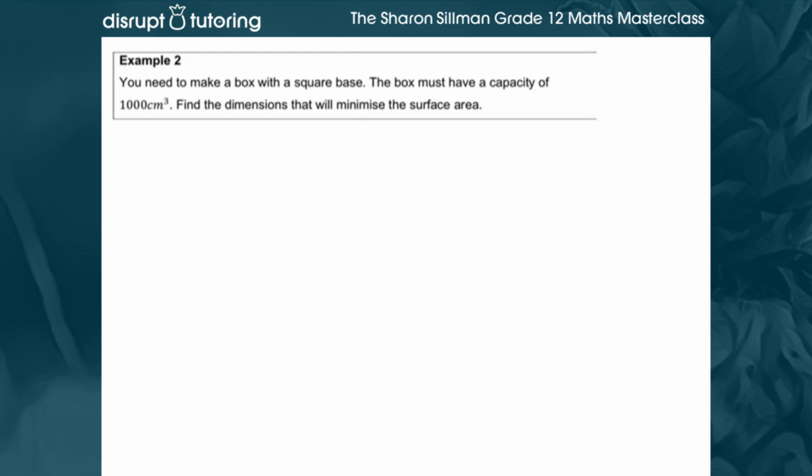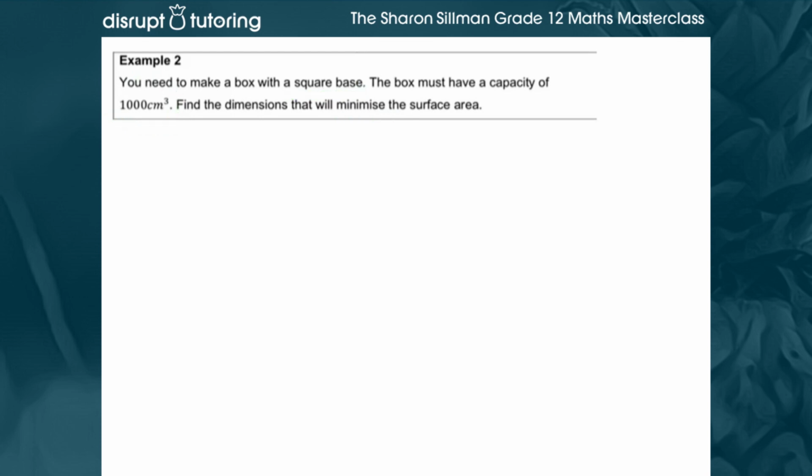Let's do example 2. You need to make a box that has a square base. The box must have a capacity of 1000 centimeters cubed. So the capacity must be that, and the box must have a square base. Find the dimensions that will minimize the surface area. So we'll go through all those steps again.